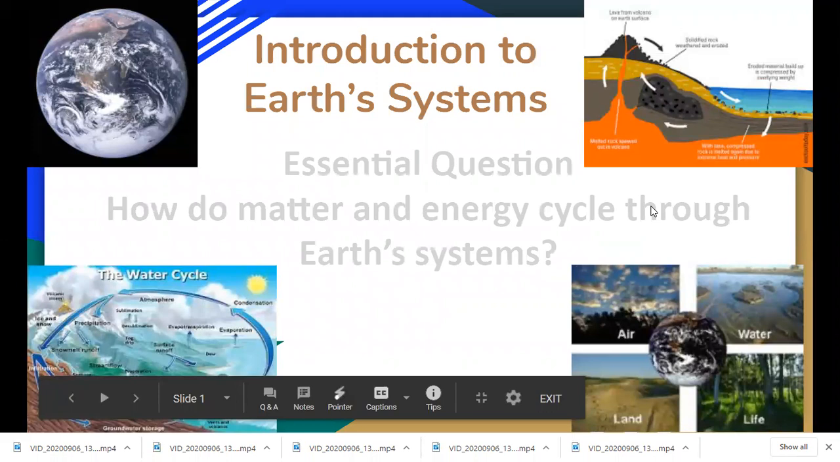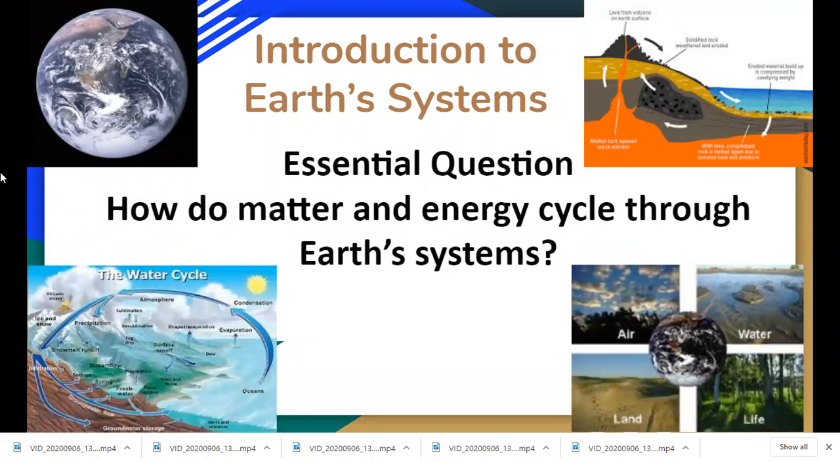Okay. So the essential question we're going to be asking is, how do matter and energy cycle through Earth's systems? You're going to find out about these four systems that you're going to learn about today, and then we're going to be talking about all these different things that are in the corners in more detail in future lessons.